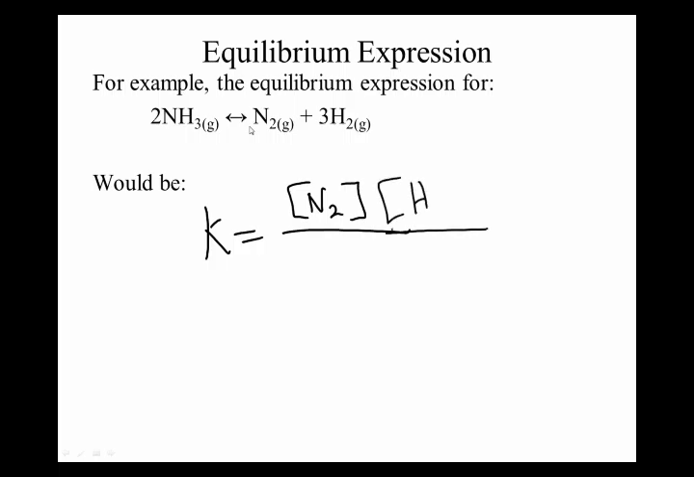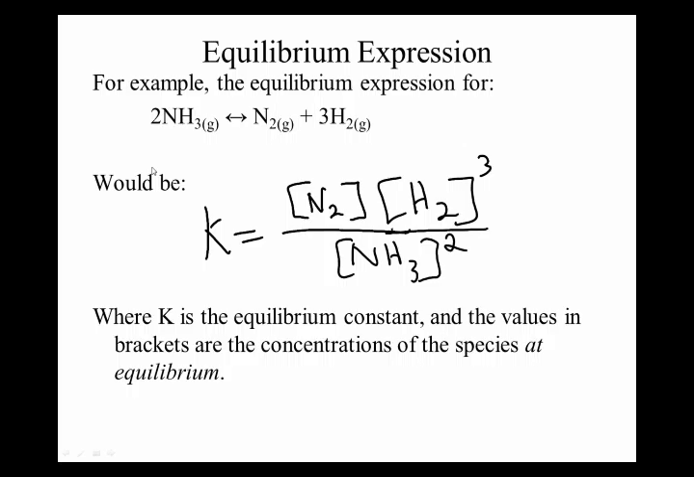Times the concentration of H2 raised to the third because of the 3 right here. Over, so it's always products over reactants, NH3 raised to the power of 2, squared. We're not doing anything with numbers yet. We're not plugging any numbers in. We're just looking at what the expression would be.